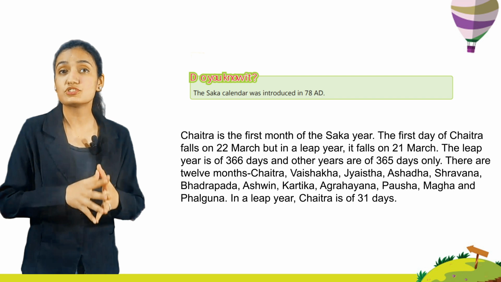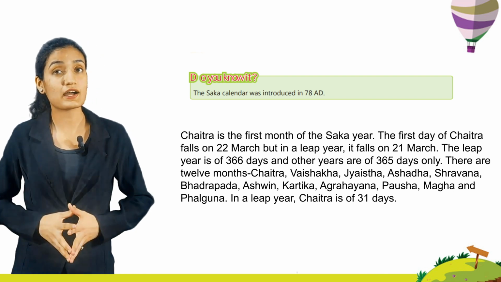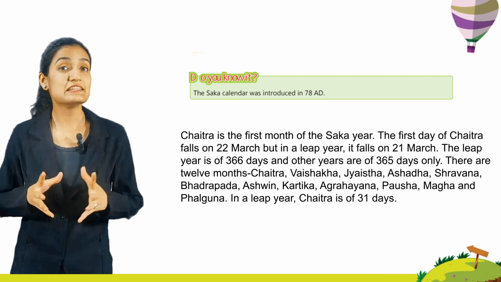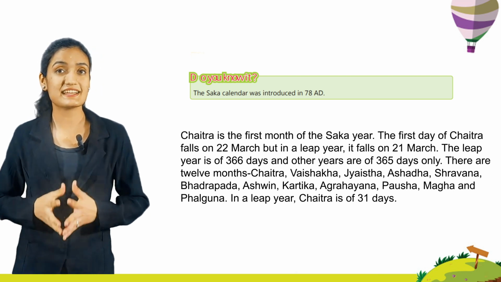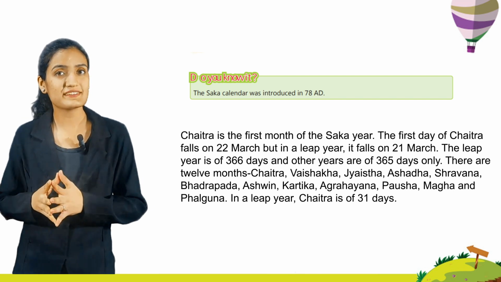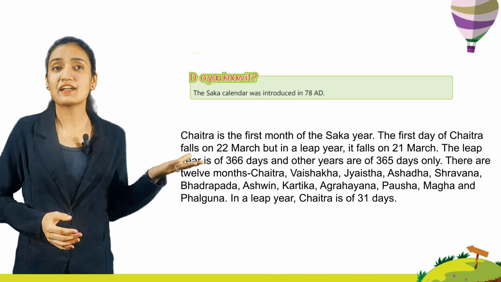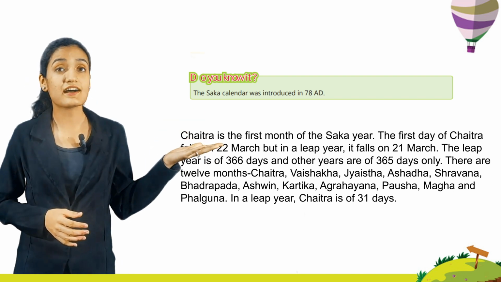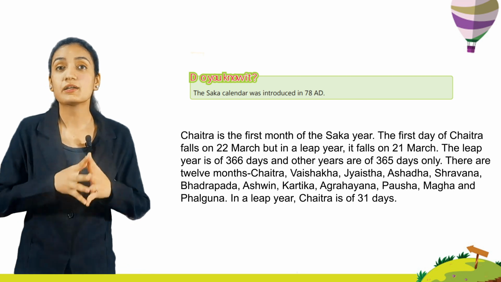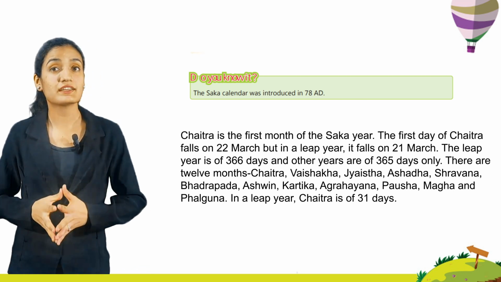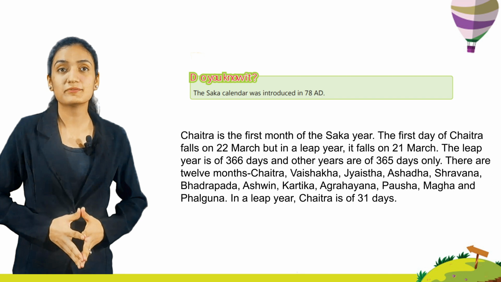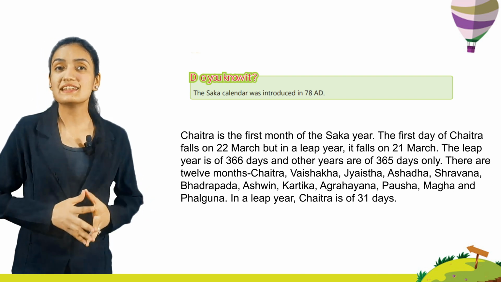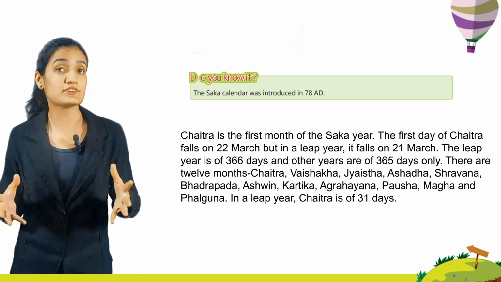The first day of Chaitra falls on 22 March, but in a leap year it falls on 21st March. The leap year is of 366 days and the other years are of 365 days only. There are 12 months: Chaitra, Vaishakha, Jyestha, Ashadha, Shravana, Bhadrapada, Ashwin, Kartika, Agrahayana, Pausha, Magha and Phalguna. In a leap year, Chaitra is of 31 days.